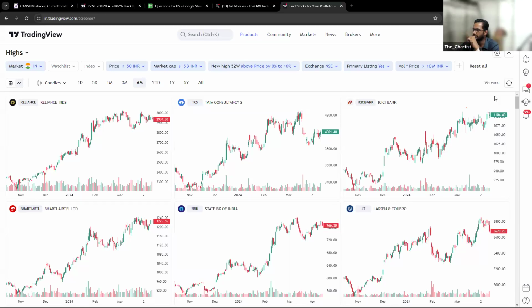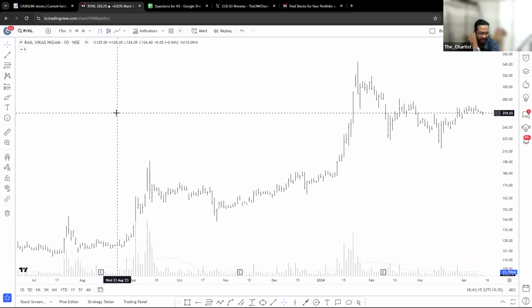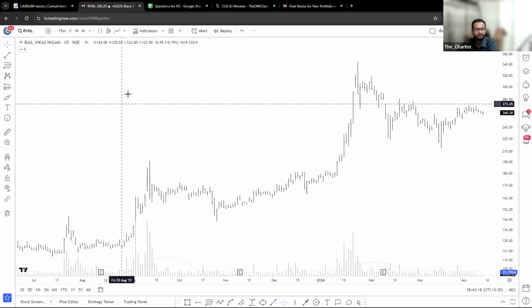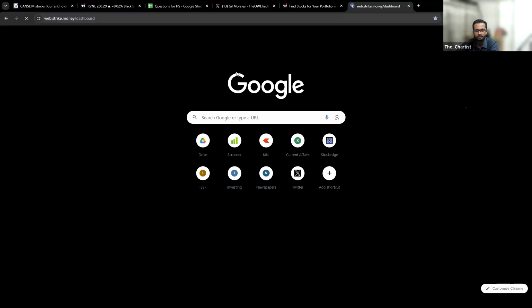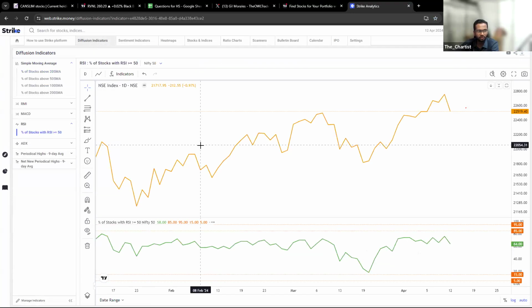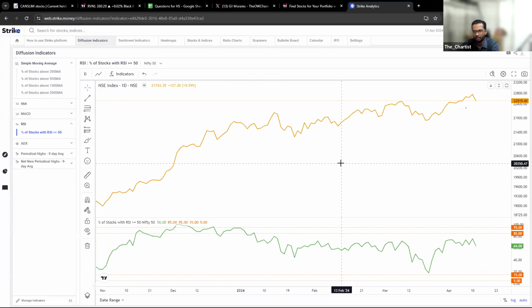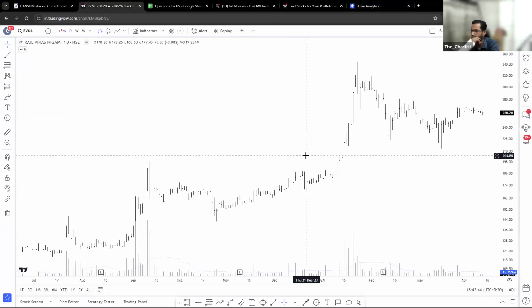When to use RSI? Someone is asking when to use RSI. Why do you want to use RSI? Anyways, we discussed RSI, right? We use it as a market breadth tool, like Strike shows you the percentage of stocks where RSI is above 50. I don't use RSI, sir. Everything is just in charts. Why do you want to use RSI? Why create one more nuance for yourself?